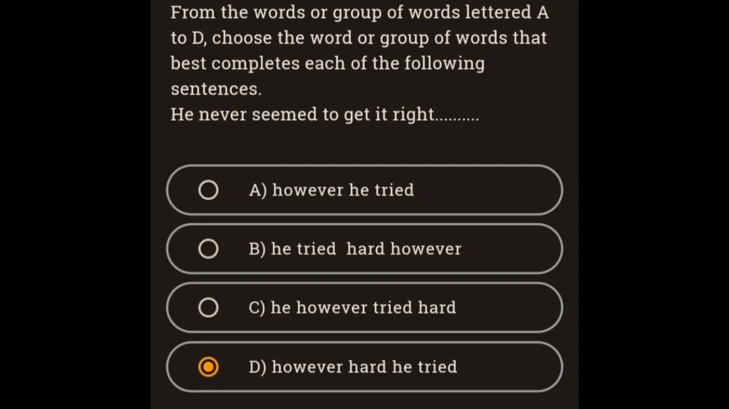Okay, so let us look at some WAEC questions. He never seemed to get it right. Option A is, however he tried, no. He tried hard, however, no. He, however, tried hard, no. However hard he tried is the correct answer. He never seemed to get it right. How? However hard he tried. This is a group of words that function as an adverb. So it is an adverbial. It is an adverbial clause.